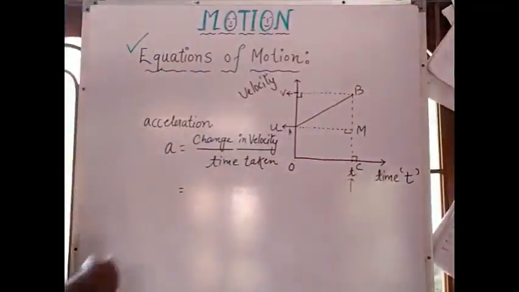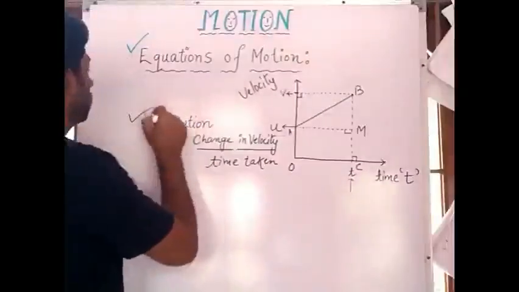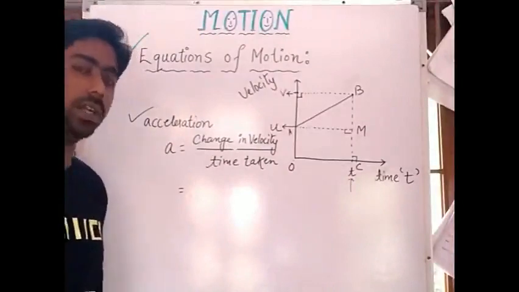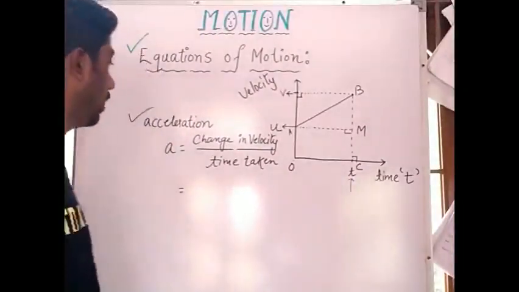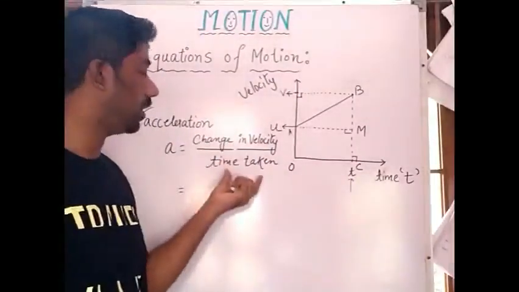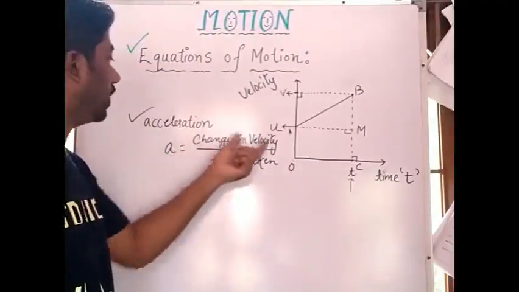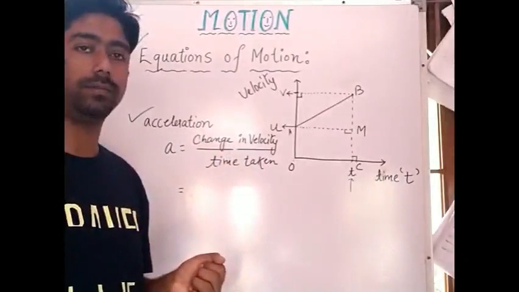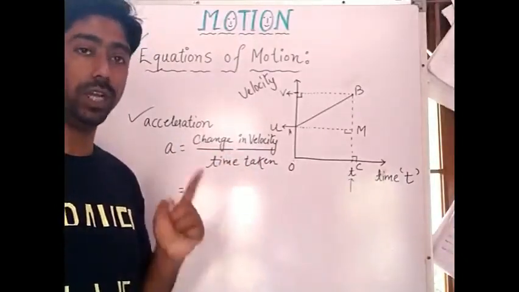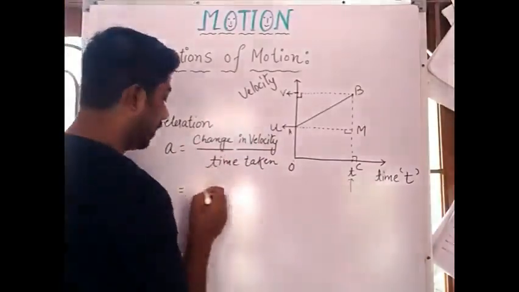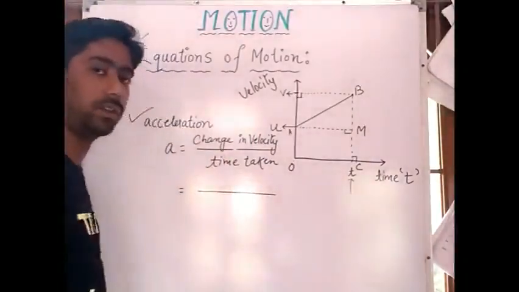Now let us go to our definition of acceleration. If you recall, acceleration is the rate of change of velocity. Rate of change means change in velocity divided by time taken. So what is acceleration? Change in velocity divided by time taken. So now first let us see what is the change in velocity.